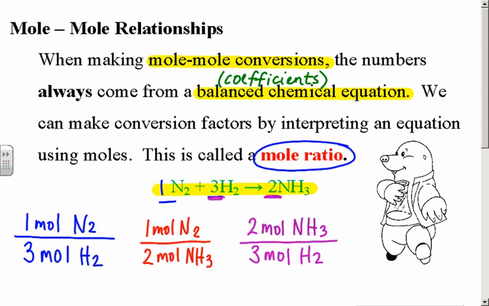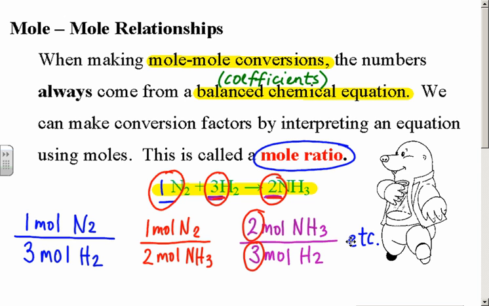We could write several more of these, but I'm going to stop here. We'll just put etc. because there are more ratios that could be made. You'll notice, though, the key thing to take away from this is that I was looking at the coefficients in this balanced equation in order to make my mole ratios. So this 3 and this 2 right here became the numbers in front of moles in this ratio or this conversion factor. Let's try using some of these conversion factors in some problems.